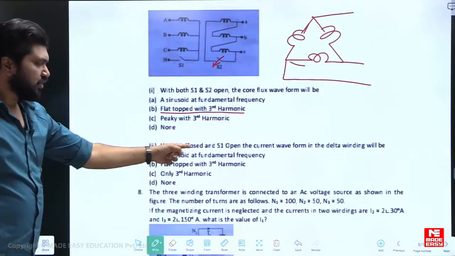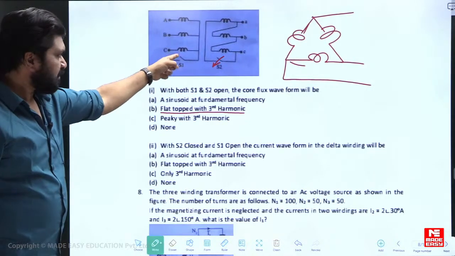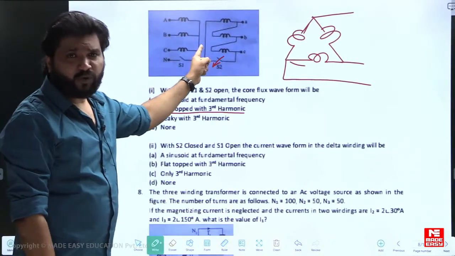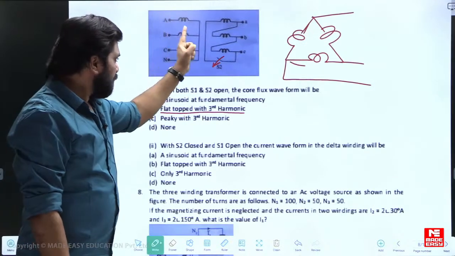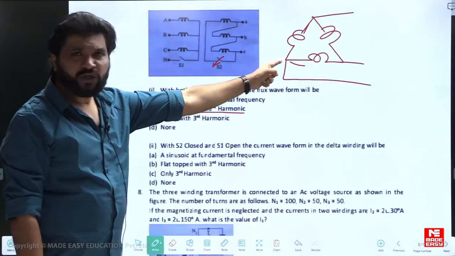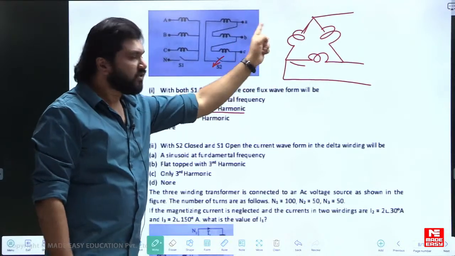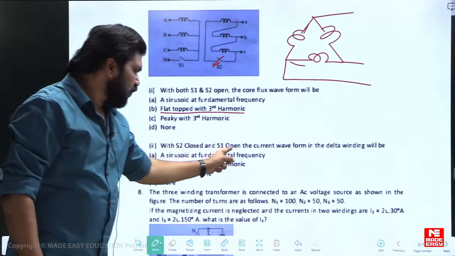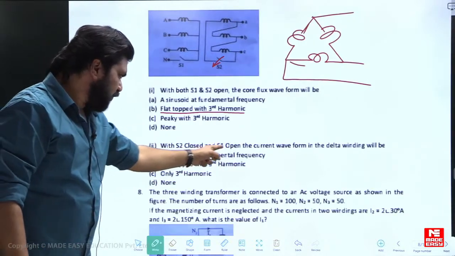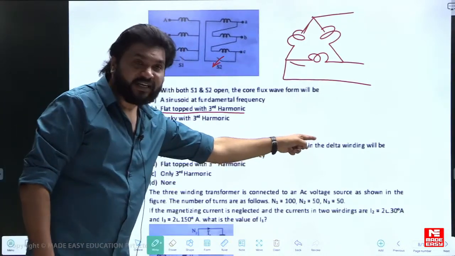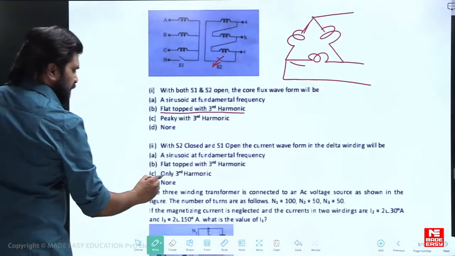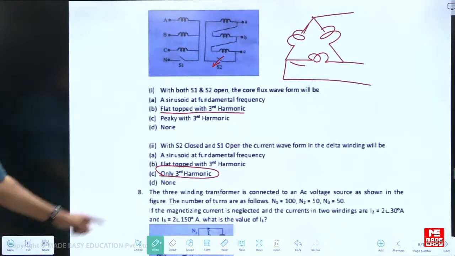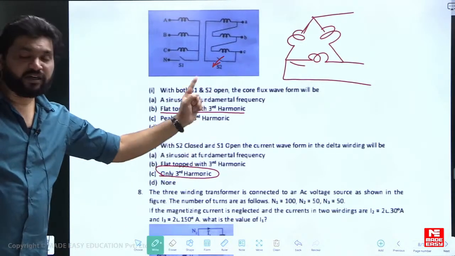So, with S2 closed, S1 open. When S1 is open, automatically in the fluxes there will be third harmonic components. The third harmonic component in the flux produces third harmonic voltage. That third harmonic voltage produces third harmonic current to circulate there for sure, right? So, with S2 closed, S1 open, the current waveform in the delta winding contains third harmonic, only third harmonic, yes.